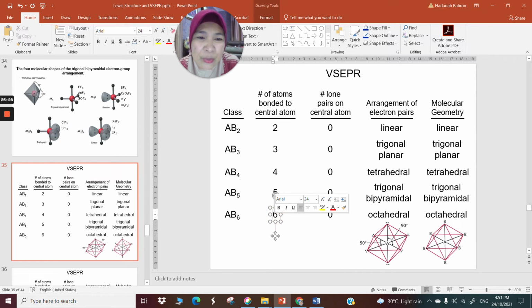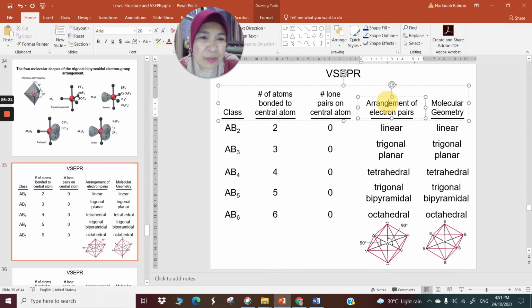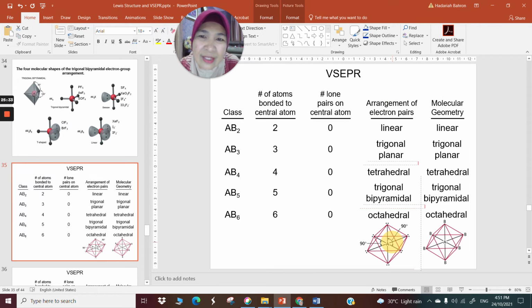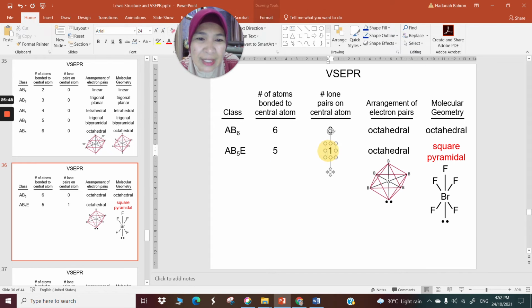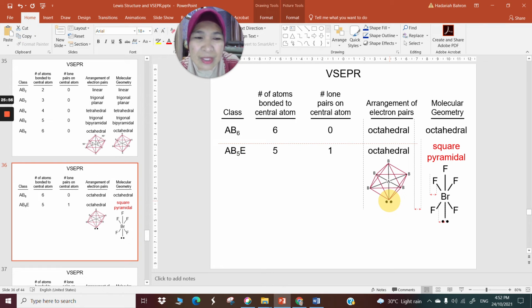Okay? The next case is AB6, when you have 6 atoms bonded to the central atom and no lone pair of electrons. The arrangement of electron pairs is octahedral, and because all of those are bonded pairs, the molecular geometry of that molecule is octahedral as well. But if you start getting a lone pair coming in, the case of AB5E, you still have that lone pair at the bottom, but since it is invisible, what you get to see is actually square pyramidal.